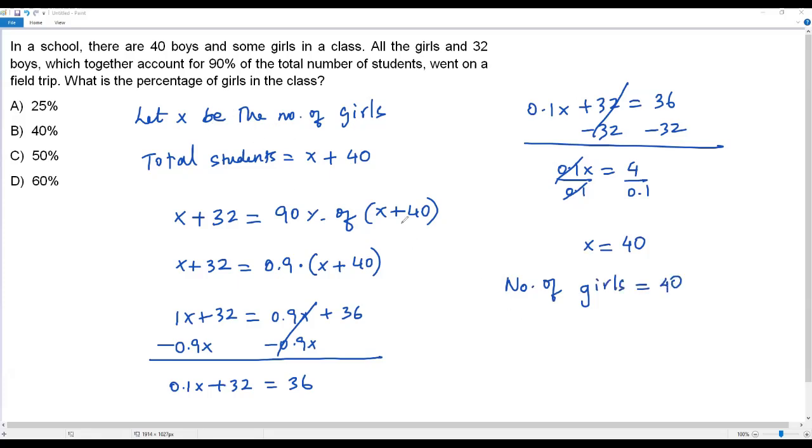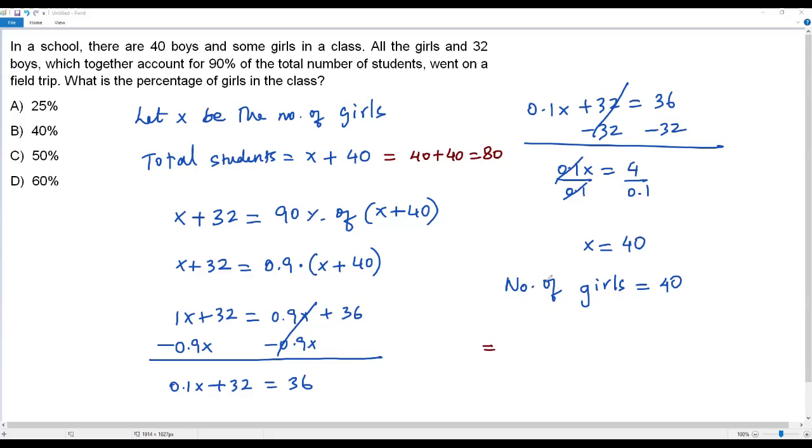Now I got the number of girls in the class. Then what is the total number of students in the class? For that, we plug in x equals 40 over here. I'm getting 40 plus 40, which is 80. So the total number of students in the class is 80, of which the number of girls is 40. So clearly, what is the percentage of this 40 in this total 80? Clearly, it's 50%.